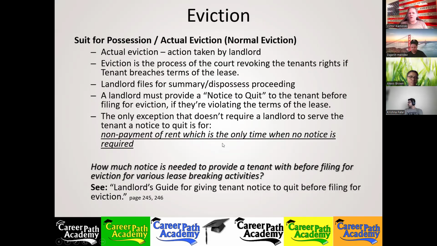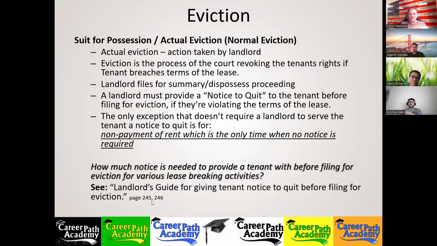Then no notice is required. They could just file for the eviction. Now, how much notice is needed to provide the tenant before filing the eviction for that lease breaking activity other than the non-payment of rent? Well, it depends on what that lease breaking activity was.